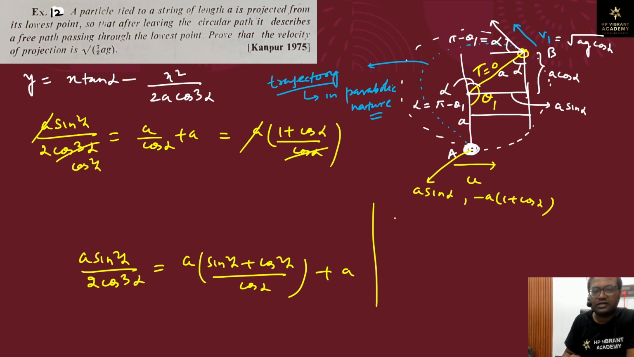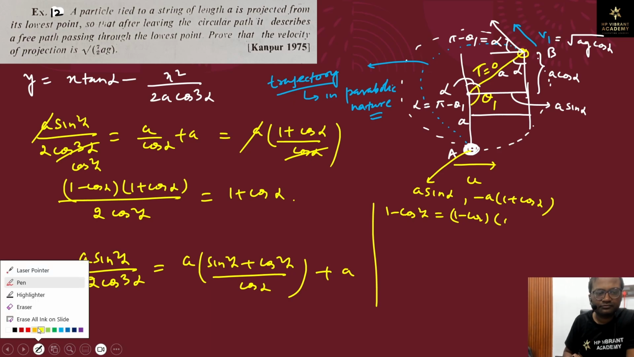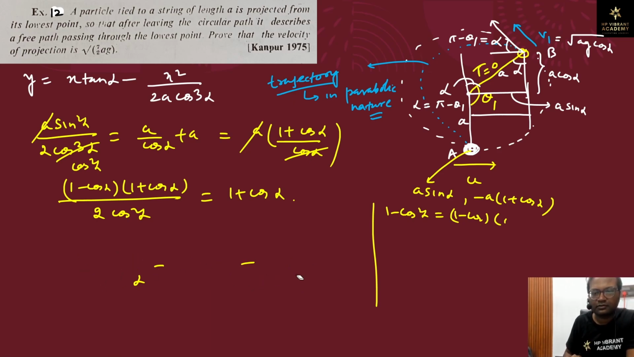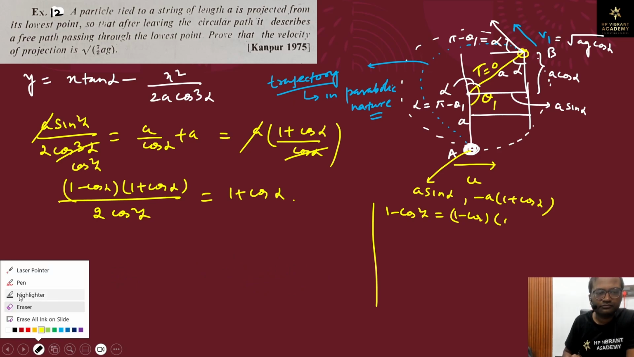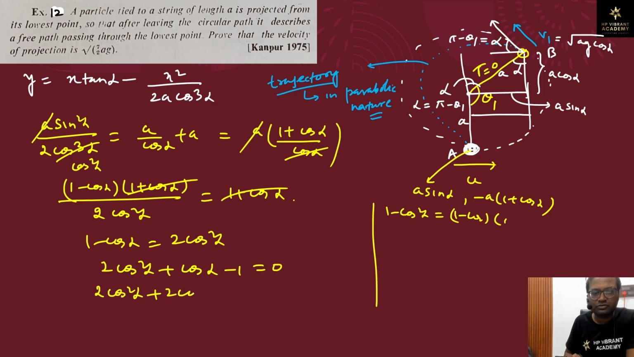So sin square alpha we can write as 1 minus cos square alpha, and this is equal to (1 minus cos alpha) into (1 plus cos alpha). So (1 minus cos alpha) into (1 plus cos alpha) upon 2 cos square alpha is equal to 1 plus cos alpha. So this gets cancelled. So we have 1 minus cos alpha is equal to 2 cos square alpha. So 2 cos square alpha plus cos alpha minus 1 is equal to 0. So 2 cos square alpha plus 2 cos alpha minus cos alpha minus 1 is equal to 0.